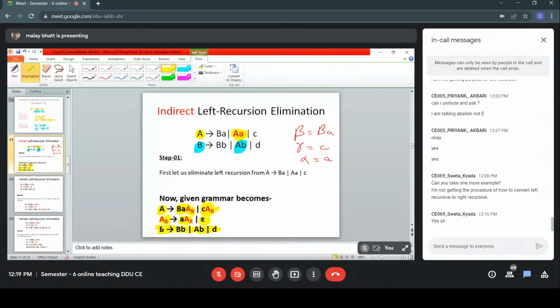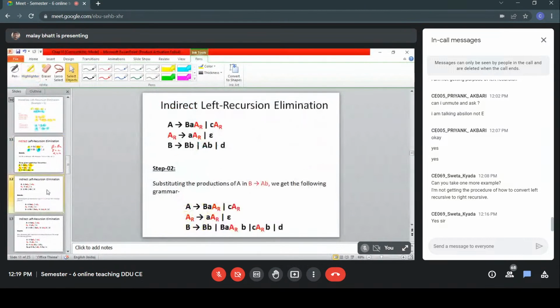Now we'll use this and proceed further. So now substituting the production of A, right? We can do two things. Either you can substitute B into A or you can substitute productions of A into B, right? So substituting the productions of A in B gives AB. Because if I substitute this, then also it will give me an immediate left recursion for B.